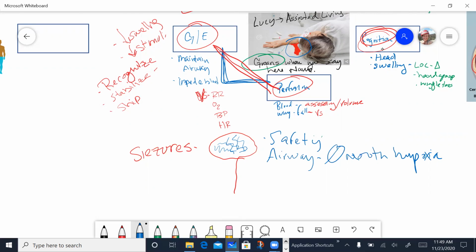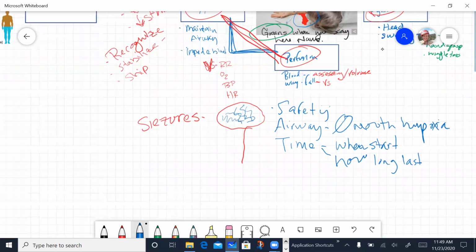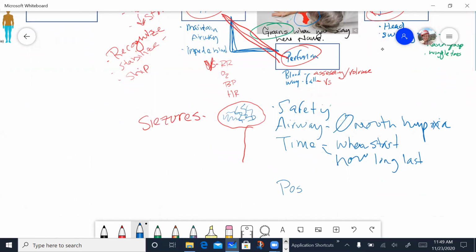The other thing that we really need to pay attention to with a seizure is time. When did it start? What did they do? And how long it lasted. So we want the time. How long did it last? And this becomes really important because as we're working with these patients, if they're having problems after the seizure, really long seizures, they'll go into what we call a post-ictal phase, which is afterwards they're really, really tired.